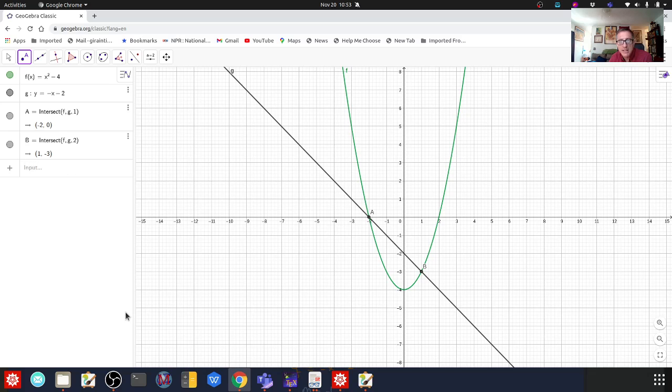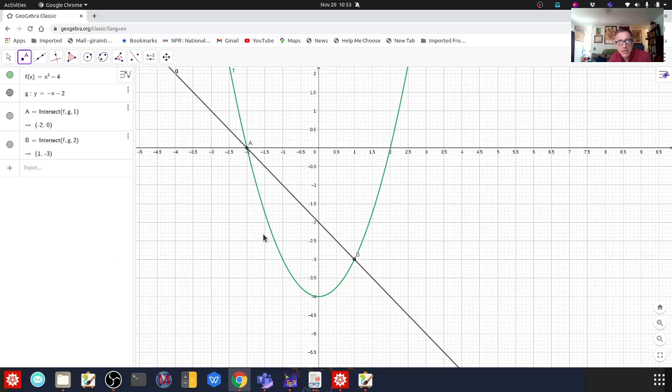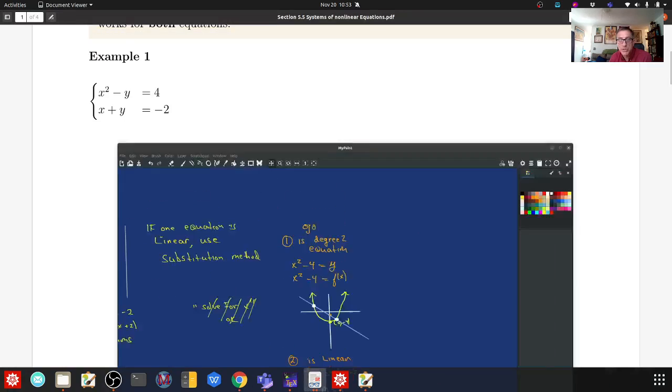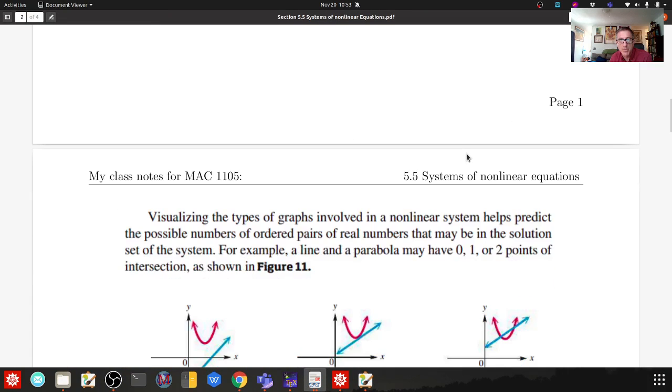And 1 and minus 3. So that's the visual exploration of a parabola that is intersected in two places by a line. Well, it leads us to wish to explore that figure a little bit more.